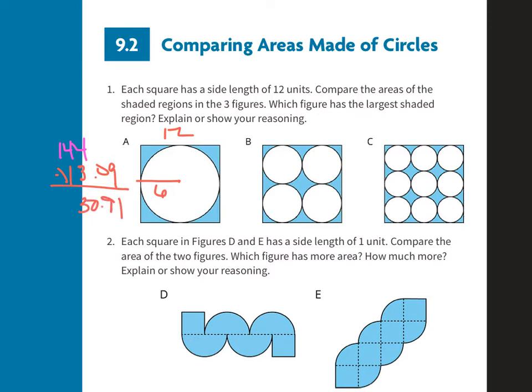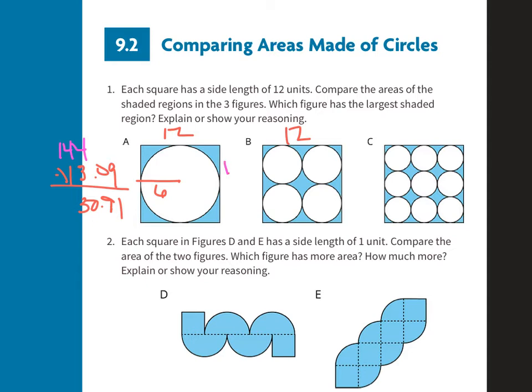So all I did there is I found the area of the square, base times height. 12 times 12 is 144. And then I found the area of the circle, pi times radius times radius. So 6 times 6 is 36, and 36 times pi is 113.09. And then I just subtracted them. So if I look at B, I'm going to do the same thing, except for now there's 4 circles instead of 1. So my area is still 144.